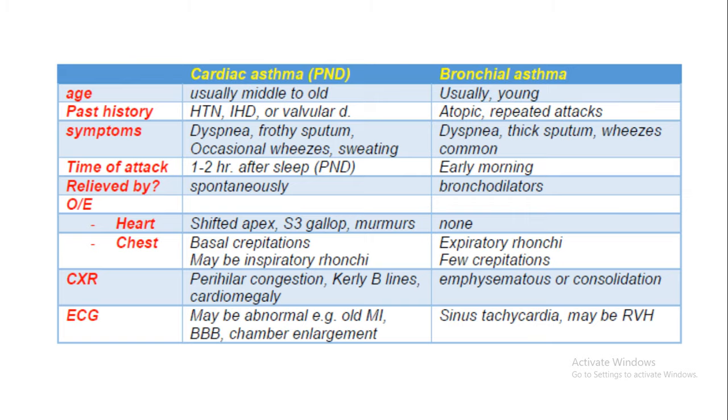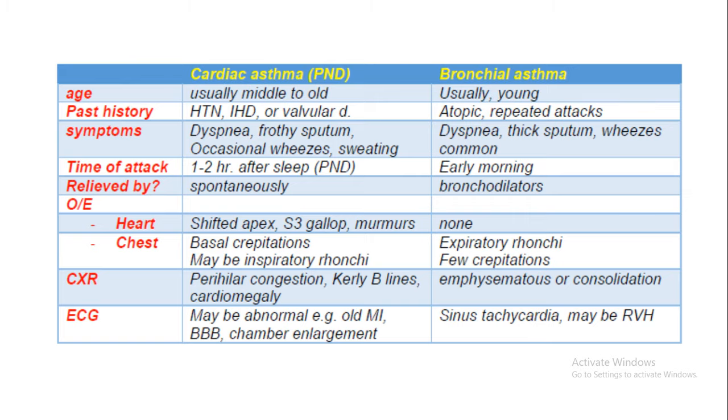Okay, when we analyze the symptoms of the patient, we will find that the patient with cardiac asthma might have frothy sputum, while a patient with bronchial asthma might have associated thick sputum, and wheezes are more common with bronchial asthma than with cardiac asthma. The timing of the attack, as we said: the patient with cardiac asthma might have the attacks after 2 hours of sleep, while a patient with bronchial asthma usually has the attacks in the early morning. How does the condition get relieved in patients with cardiac asthma? Once the patient sits up, his symptoms get better gradually, while a patient with bronchial asthma, even when he sits up, the symptoms do not get better unless he uses his inhalers or his bronchodilators.